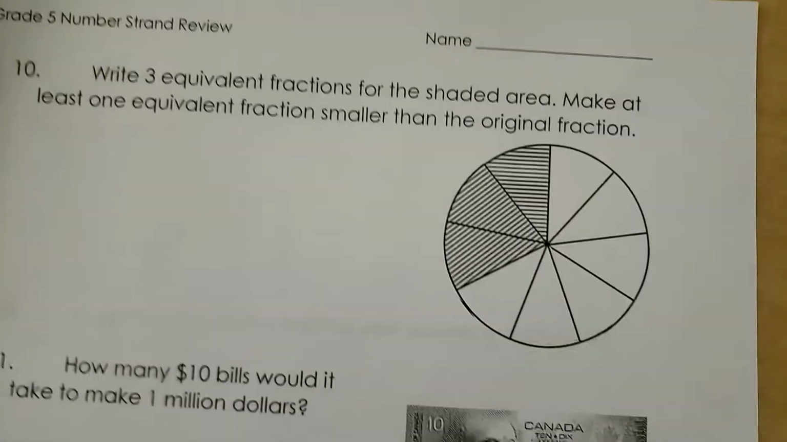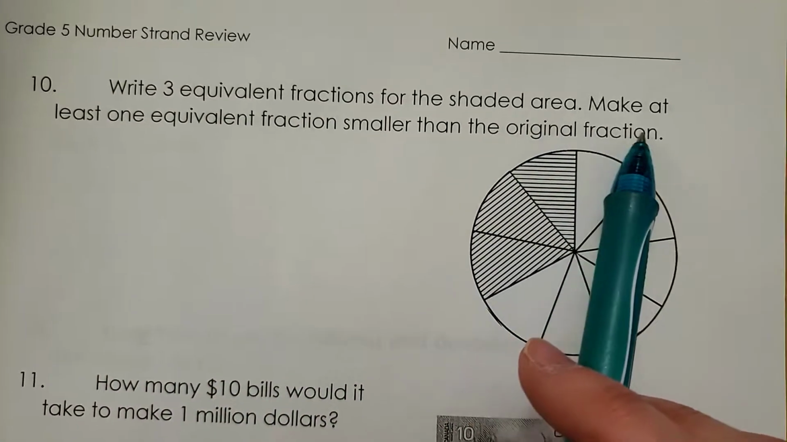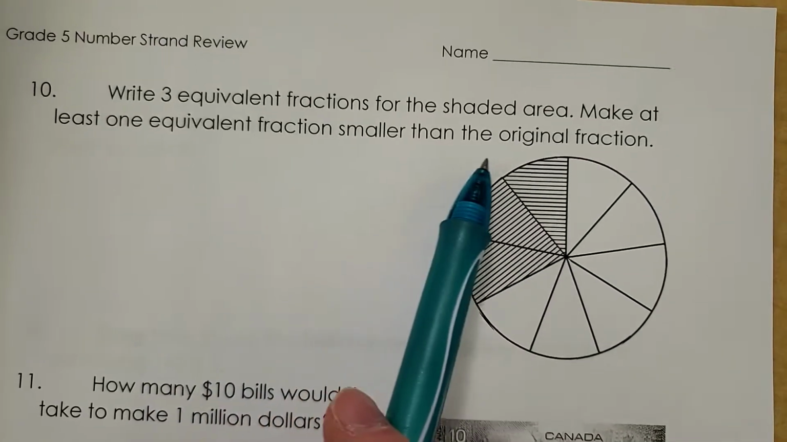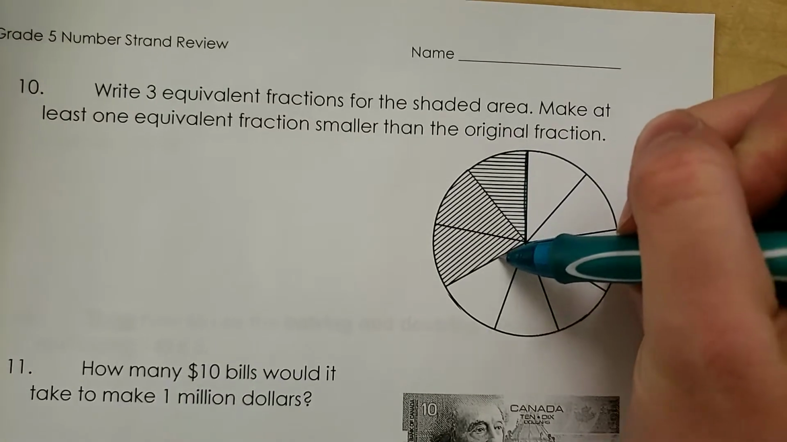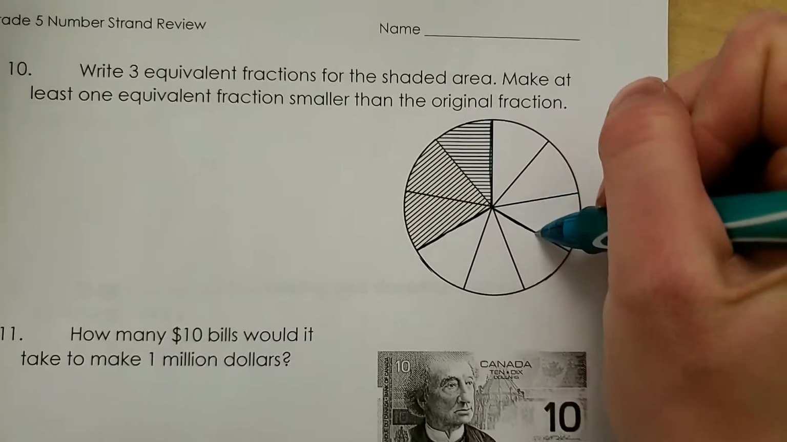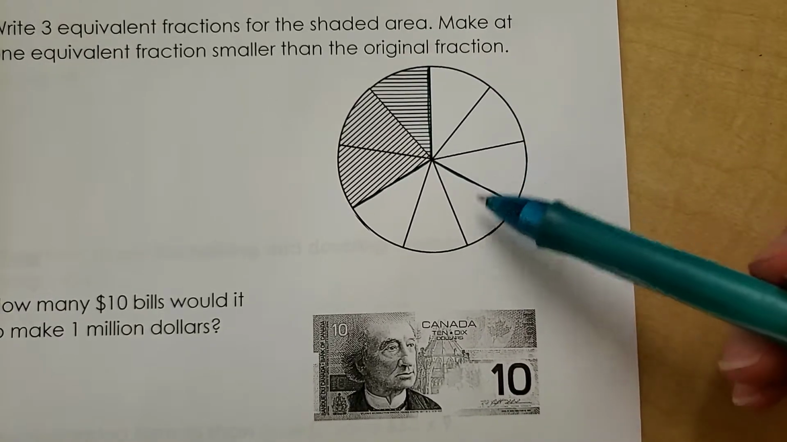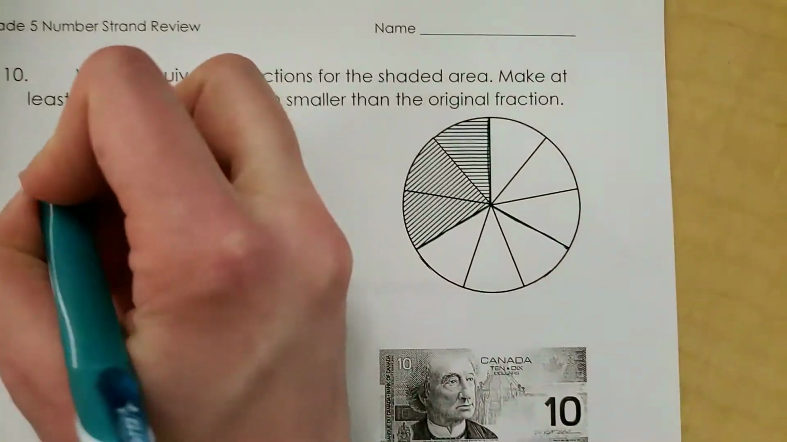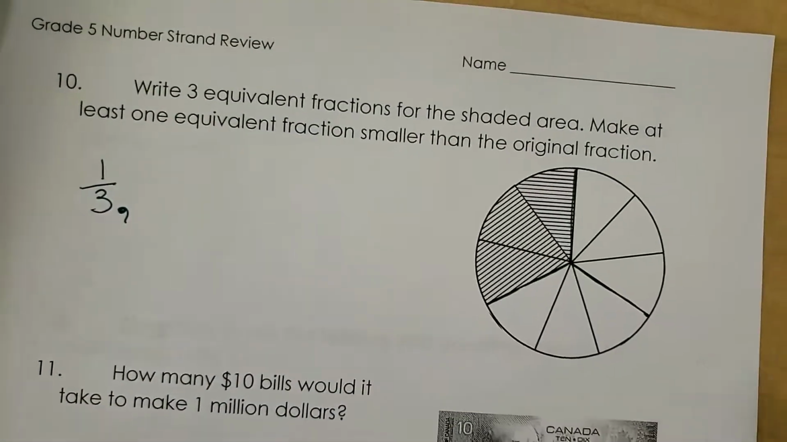On to page 3. We've got, write 3 equivalent fractions for the shaded area. Make at least 1 equivalent fraction smaller than the original fraction. So to make it smaller, you would have these pieces. So here's 1 piece, and then 2 pieces, and 3 pieces. So that would be 1 out of 3. There's our smaller one. If you didn't get that, that's okay.